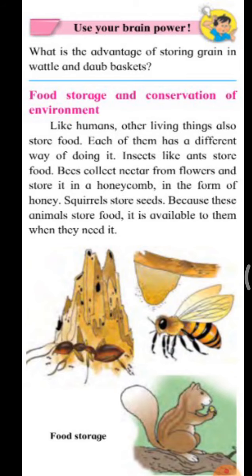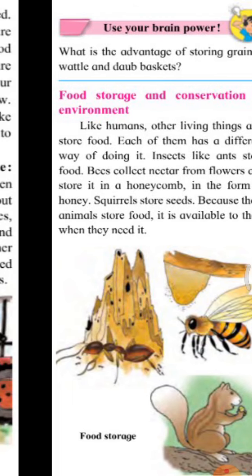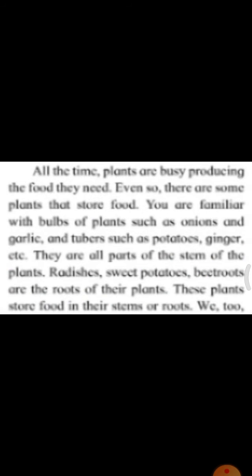Children, all the time, plants are busy producing the food they need. Even so, there are some plants that store food. For example, the bulbs of plants like onion and garlic, and tubers like potatoes, ginger, etc. They all store the food. They all are parts of the stem of the plants. Radishes, sweet potatoes, beetroots are the roots of the plants. These plants store food in their stems or roots.